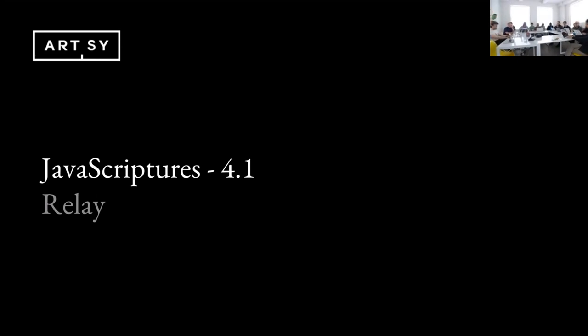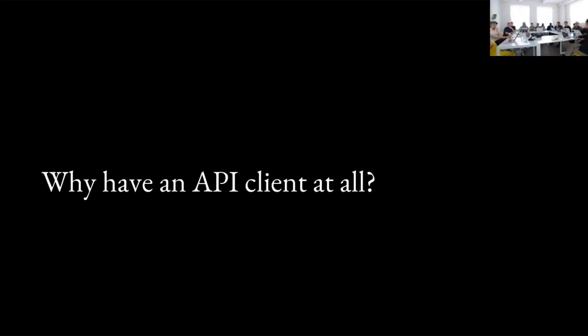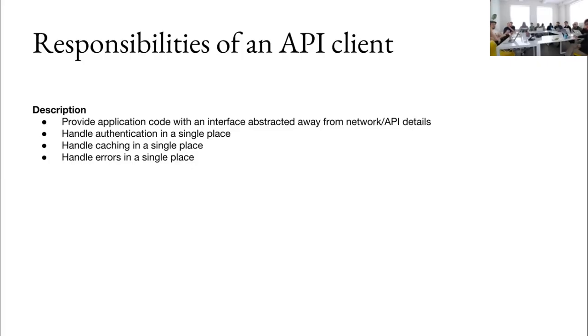Okay, so right now, we'll talk about Relay that you may have heard about. Relay is an API client. I'll just call it like that. And so why would we want to have an API client in our applications at all?